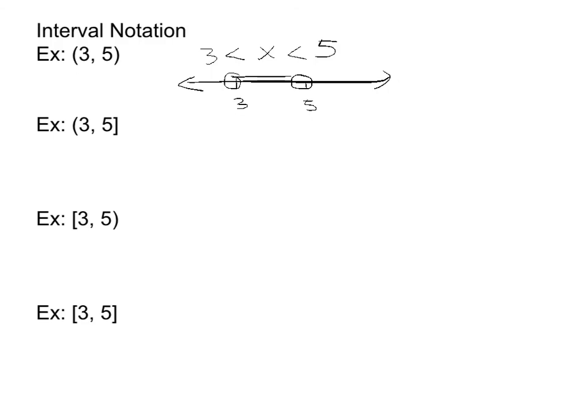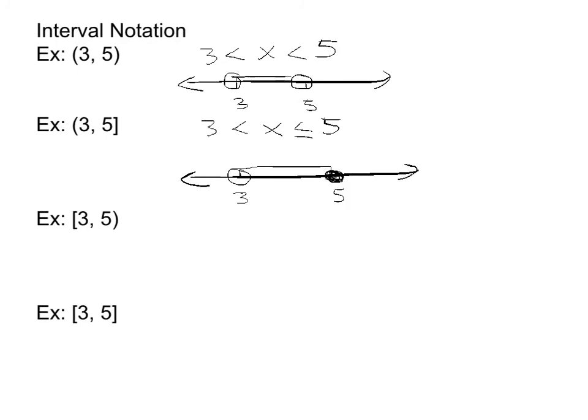For the next one, if I have a parenthesis with a 3, comma, 5 and a bracket, this time it means that if I rewrote this, I would write 3 is less than x, which is less than or equal to 5. The bracket means that you include the 5, and if I redraw this, I still have an open circle on the 3, but this time I have a closed circle on the 5, but it's still all the numbers in between.